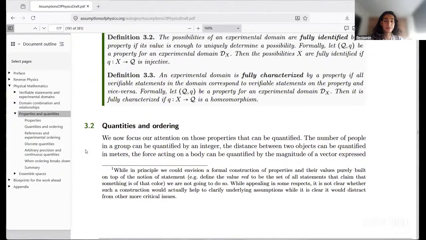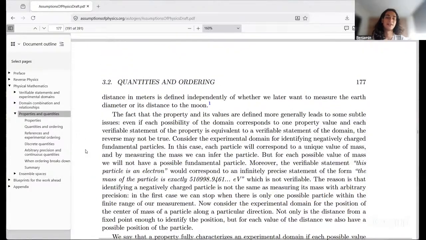While in principle we could envision a formal construction of properties and their values purely built on top of the notion of a statement, e.g. define the value red to be the set of all statements that claim that something is of that color, we're not going to do so. While appealing in some respects, it's not clear whether such a construction would actually help to clarify the underlying assumptions, while it is clear it would distract from other more critical issues. Yeah, that seems fair.